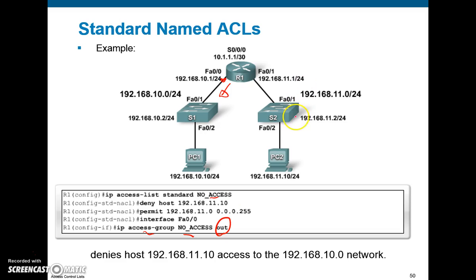So all other PCs that are connected to this 192.168.11 network are allowed to come in and permit, except for PC2, which is 11.10. Okay, so this is a standard name access control list. So again, remember you need to put IP in front and then give a name to the access control list.